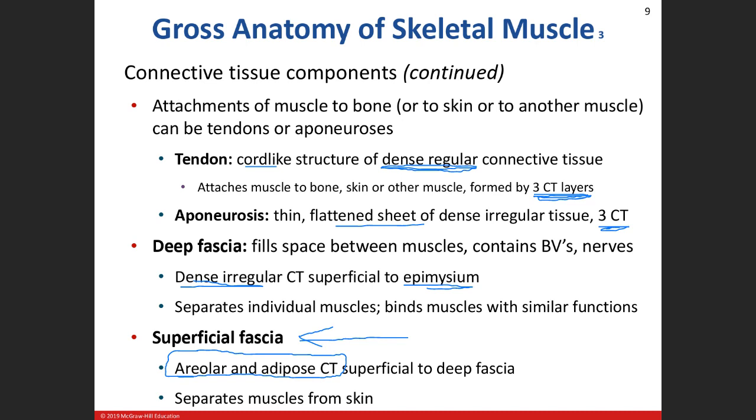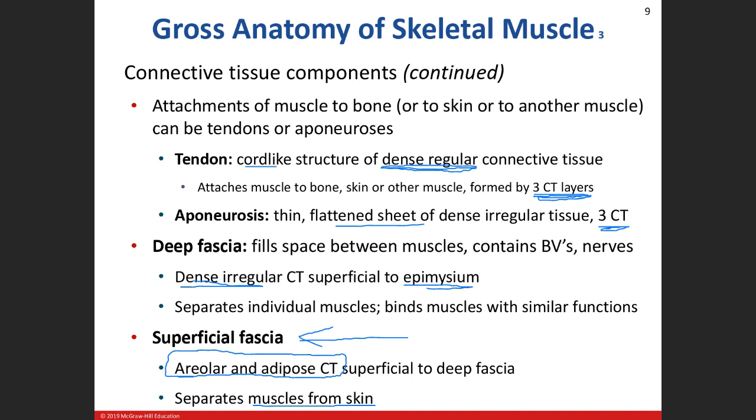We used to think it was junk. Anatomists, when they were dissecting cadavers, they just threw it out. Superficial fascia was junk. All right? But it's not. So this layer here literally is going to separate your skeletal muscles from the skin. It's superficial to the skeletal muscles, deep to your skin. Areolar and adipose tissue, both loose forms of connective tissue.